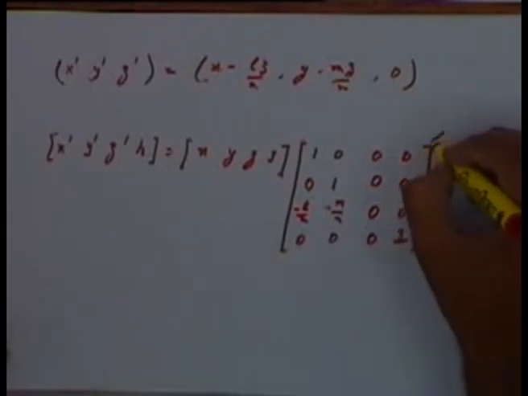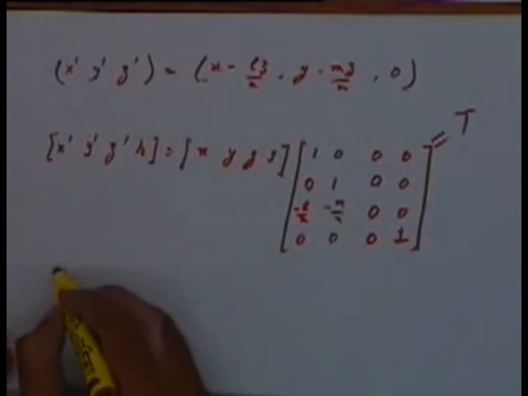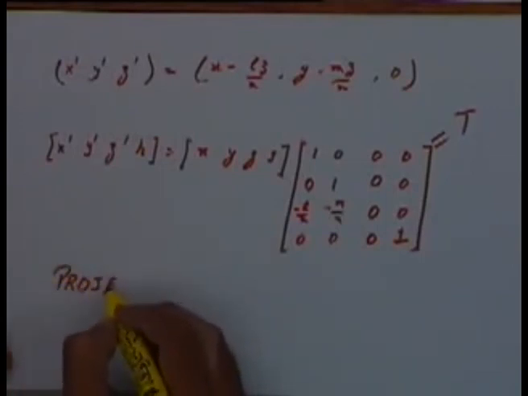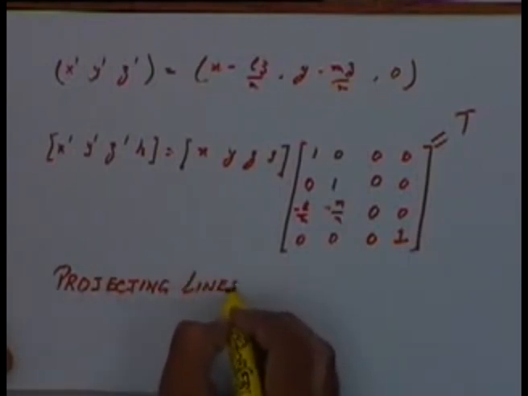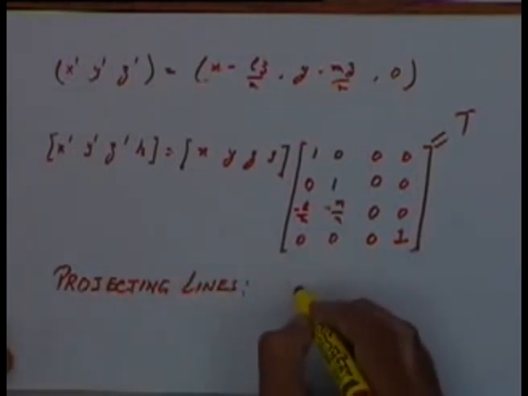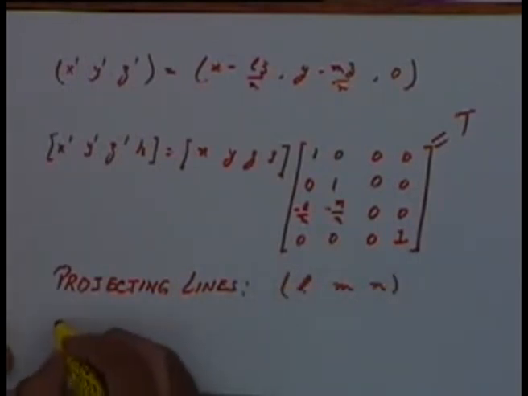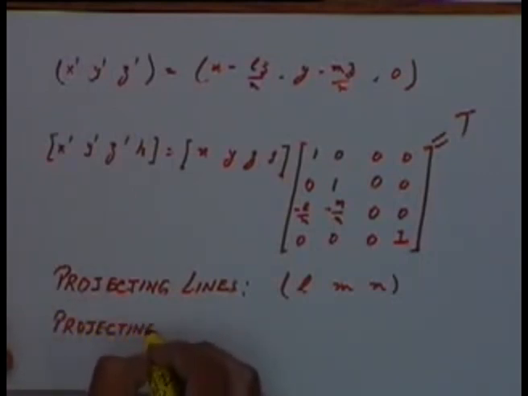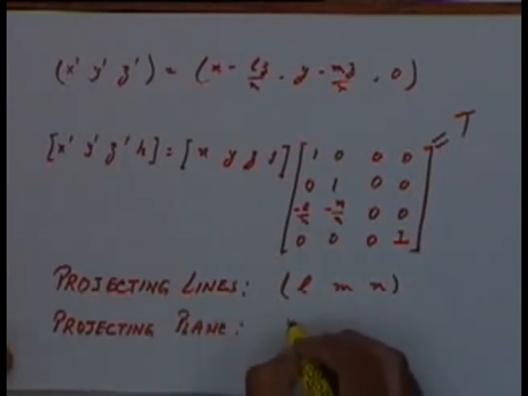Okay, so this is a transformation matrix for a general parallel projection, where my projecting lines have the direction cosines of L, M, N, and my projecting plane is the xy plane.